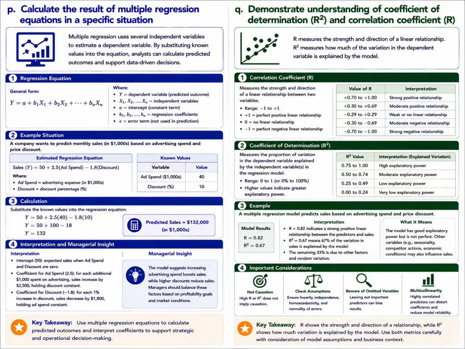Multiple regression estimates a dependent variable using several independent variables. The equation typically takes the form y equals a plus b1x1 plus b2x2 plus b3x3, where coefficients represent the expected change in y for a one-unit change in each predictor, holding others constant. Application requires accurate substitution and interpretation.